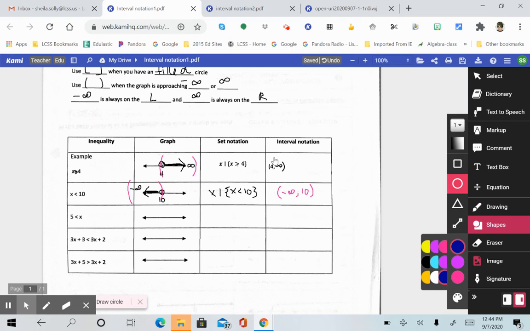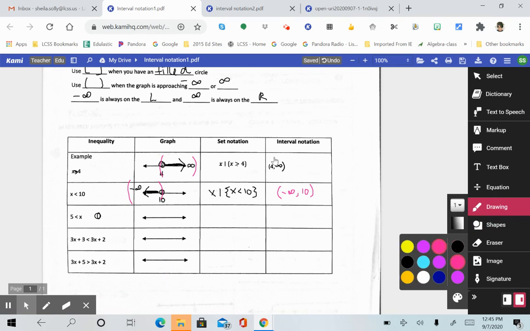All right, let's look at this inequality. Now we have a problem because we have x's on the right instead of left. So we need to flip that over so that we have x greater than 5. Now we can graph it at 5. And we have an empty circle. We're going to shade to the right. This is approaching positive infinity.